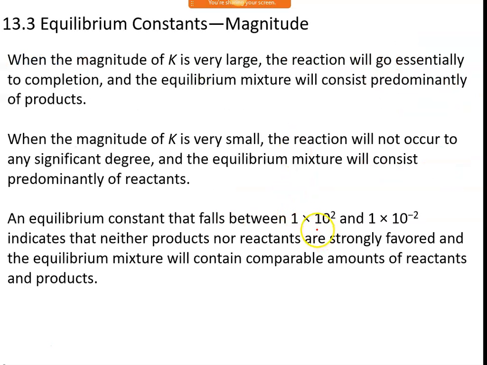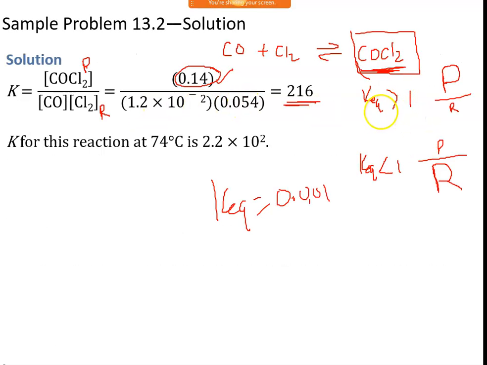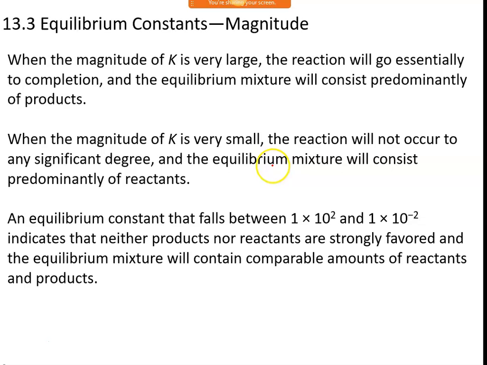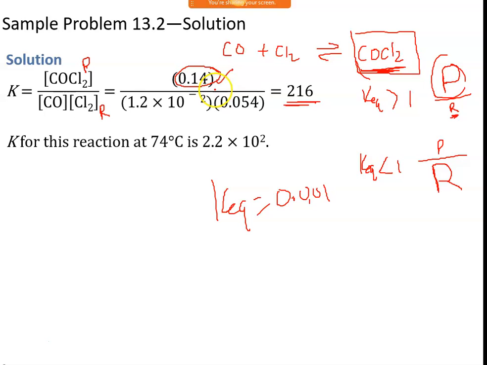Now in here they talk about if it's 100 more or not, but I'm not going to go with that. But basically, when the magnitude of K is very large, the reaction will go essentially to completion, and the equilibrium mixture will consist predominantly of the products. So if it's greater than 1, I have a lot more products than reactants. And the opposite is true. If the magnitude is small, the equilibrium is predominantly the reactants. It means that the reaction doesn't really go that much, and I have a lot more of this.